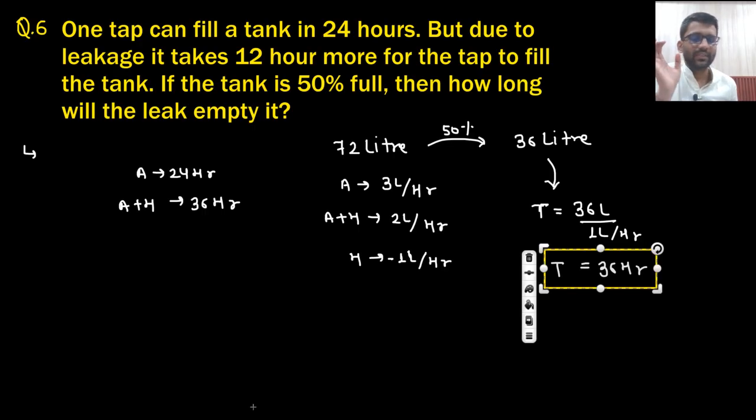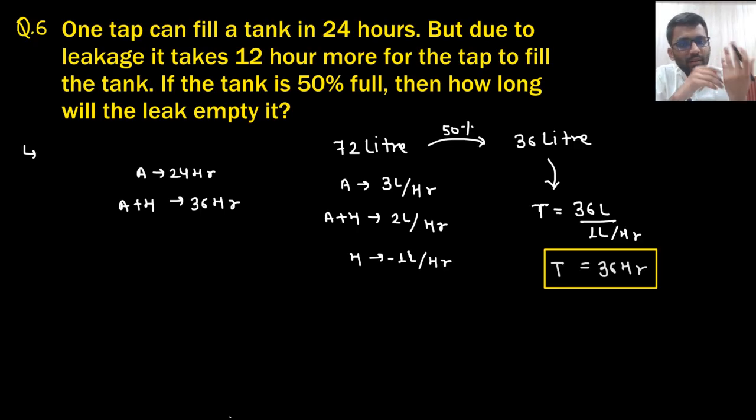Are you understanding this? This is not tough at all. This is the same thing only. We are assuming the tank to be 72 liters. If A alone was working, it would take 24 hours, which means 3 liters per hour. If A plus the hole is working, it takes 36 hours, which means 2 liters per hour. That means the hole would be taking 1 liter per hour.